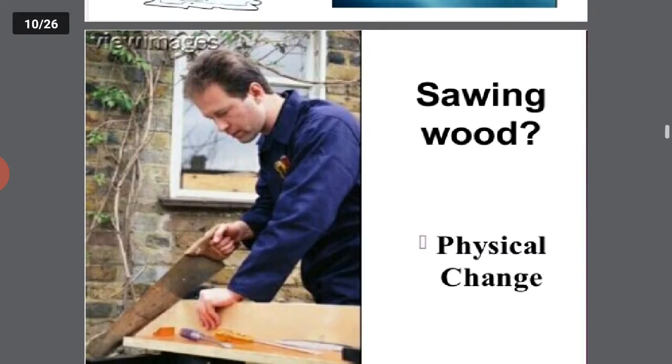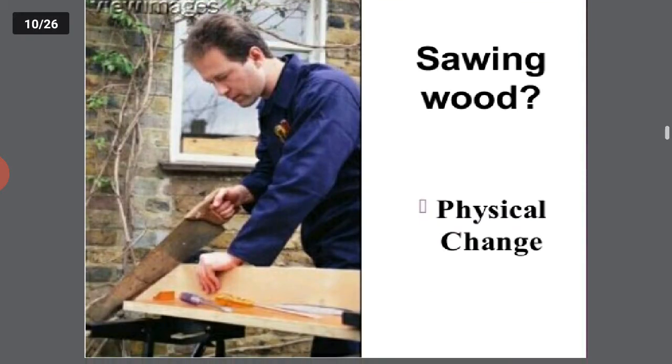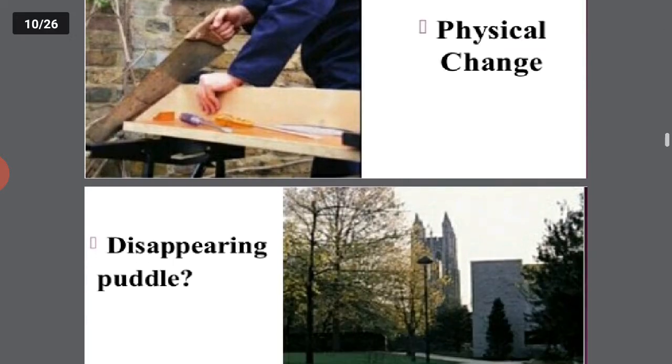Okay, another example or pic, you can see sawing wood. Sawing wood, you can see physical change. If you cut a piece of wood, then again its size can alter, its shape can alter, but ultimately it will remain the same wood. Okay, so there is no formation of new substance.